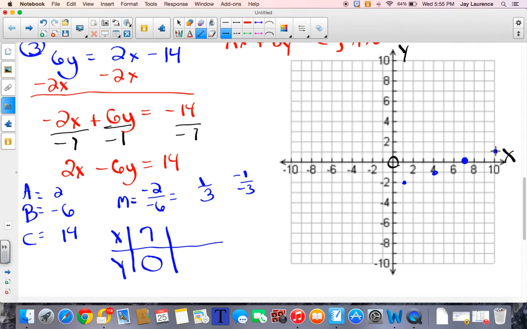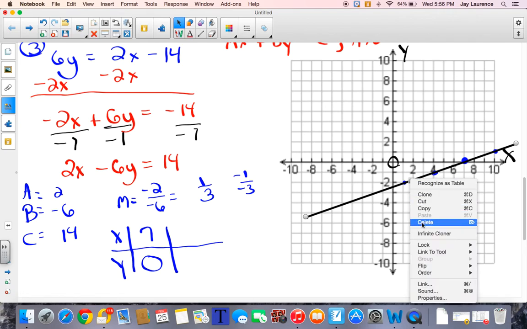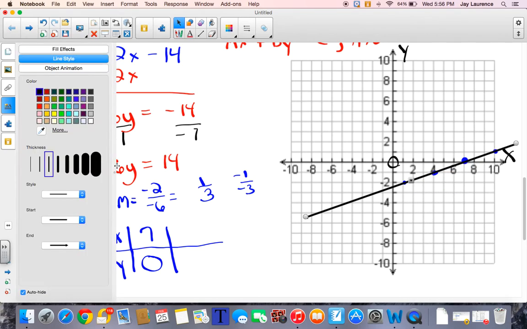And so let me see here. Let me start there. Yeah, that's looking pretty good. I'd like it to go beyond the points. And let me make the line a little bit thinner. Change the color. And then put an arrowhead on it.